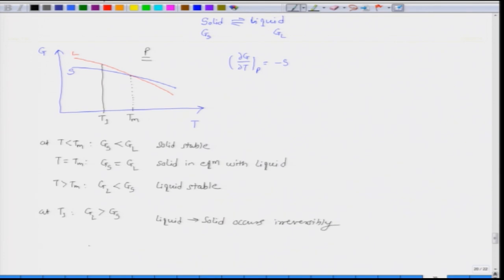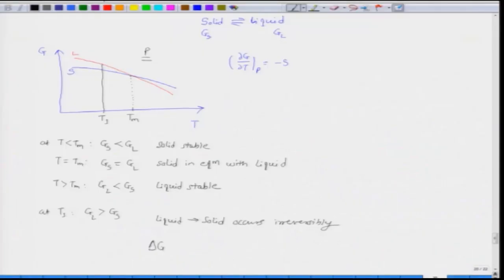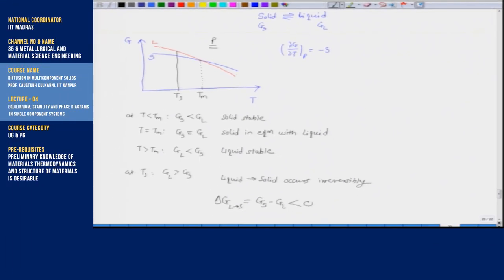So there is an irreversible freezing of the liquid because it is associated with a decrease in Gibbs free energy, right. If you calculate delta G for this change, liquid to solid, it will be final state minus initial state, Gs minus Gl, which is less than 0. So the decrease in Gibbs free energy is the driving force for this freezing.